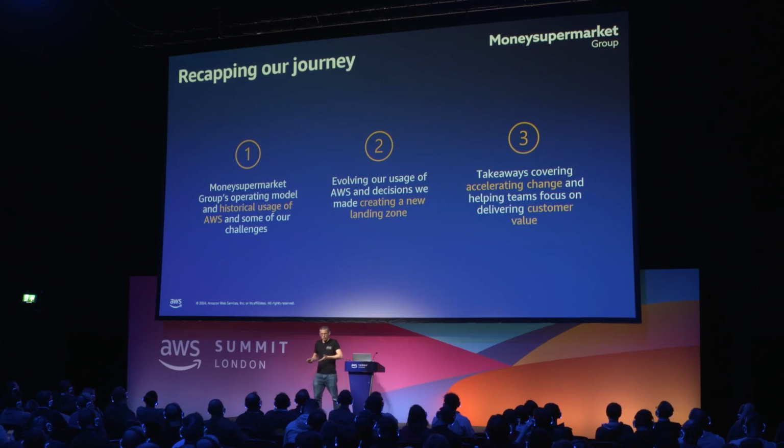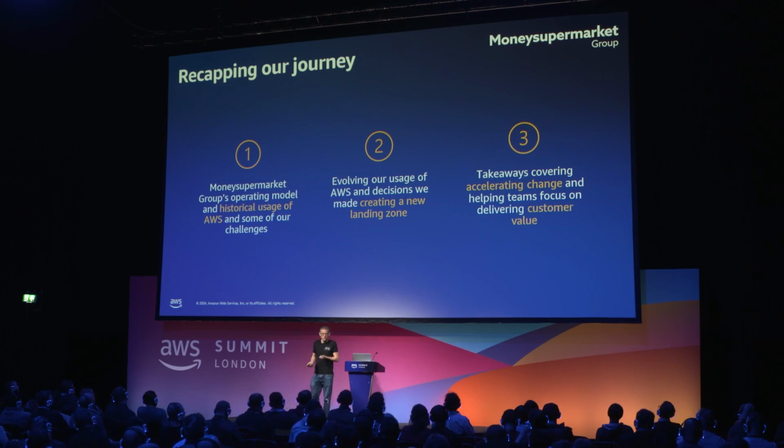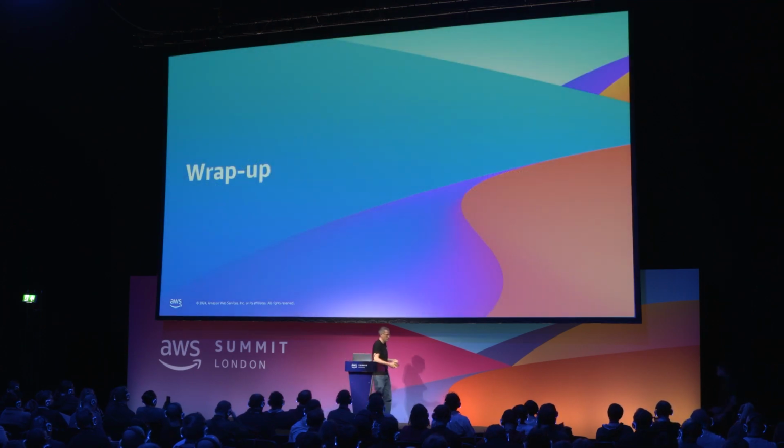So that's a quick recap: a bit about us, a bit about our historical usage of AWS, how we prompted a decision to make a change to try and accelerate what we're doing, what that change looked like, and then a few tips and tricks about how we help teams get on board that journey and go through the change. So I'm going to hand back to Farhad now, who's going to do a wrap up.